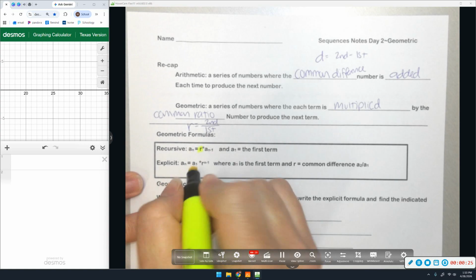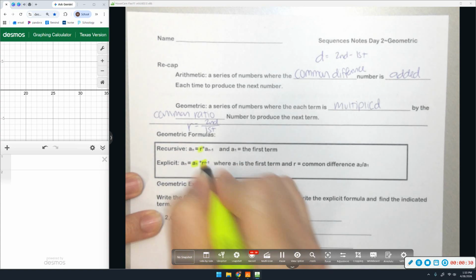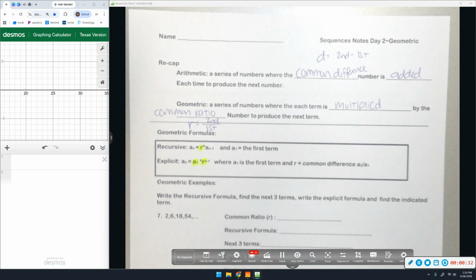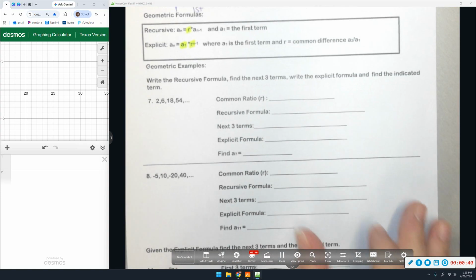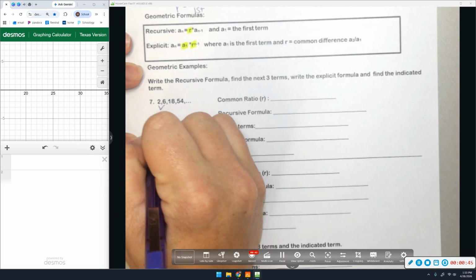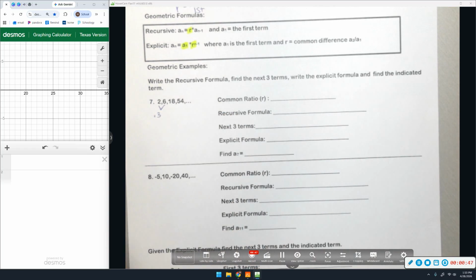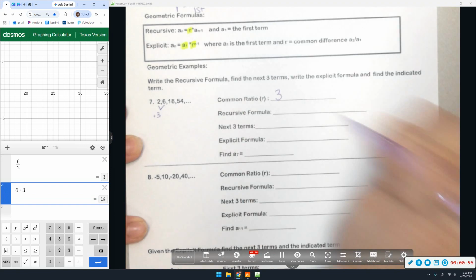So on this formula, I want you to see we have a sub 1 times r to the n minus 1 power. I almost listed that. Okay, so looking at this first example, what's my common ratio? What are we multiplying by? 3. How do I get from 2 to 6? It's times 3. And we could always test it. 6 divided by 2 is 3. And then if I do 6 times 3, did that give me my next number? Yes. So my common ratio is 3.